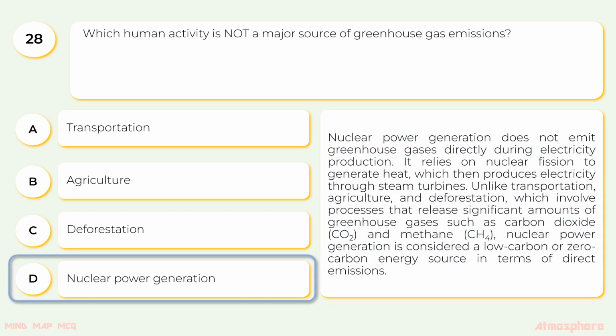Nuclear power generation does not emit greenhouse gases directly during electricity production. It relies on nuclear fission to generate heat, which then produces electricity through steam turbines. Unlike transportation, agriculture, and deforestation, which involve processes that release significant amounts of greenhouse gases such as carbon dioxide and methane, nuclear power generation is considered a low carbon or a zero carbon energy source in terms of direct emissions.